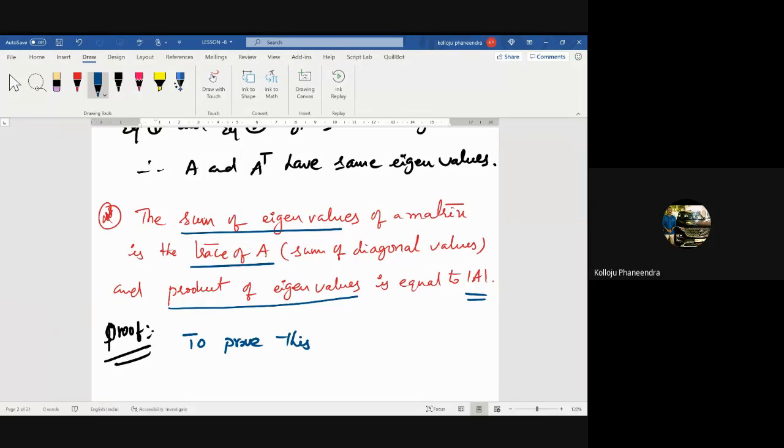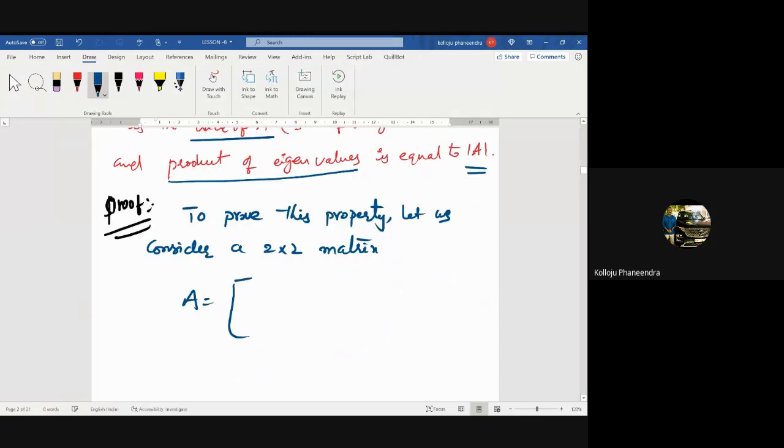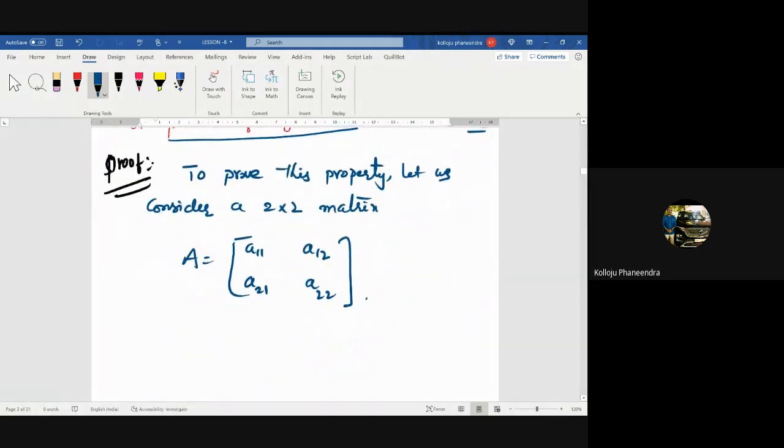To prove this property, let us consider a 2 by 2 matrix. The general representation is A equal to A11 in the 1 1 position, A12, A21, A22. Based on this property, many questions are asked in the GATE examination, so this property is very important.